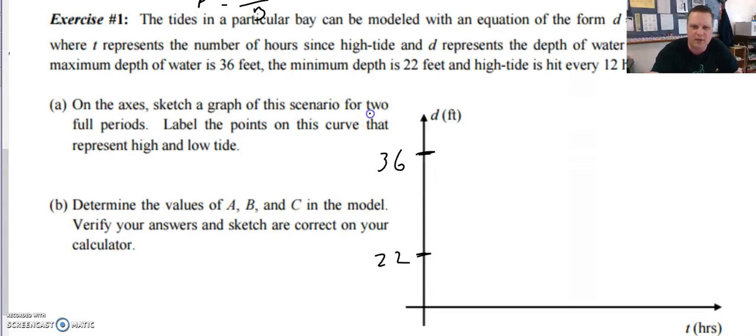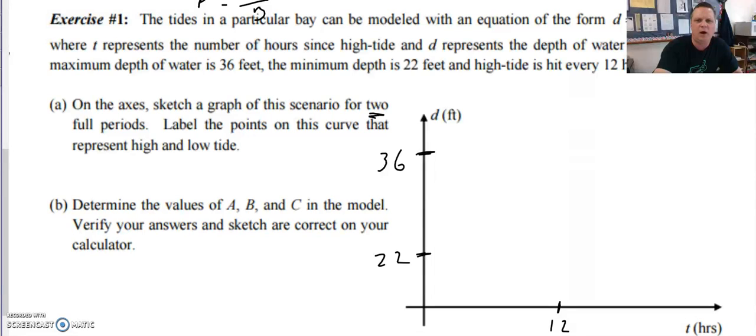Okay, so I'm getting a little ahead of myself because I know they want 2 full periods. So I'm going to put this down here as 12, because that's when we're going to have the high tide. It starts and then ends, so it's one complete curve. On the axis, sketch a graph of the scenario for 2 full periods. Label the points on the curve that represent high and low tide.